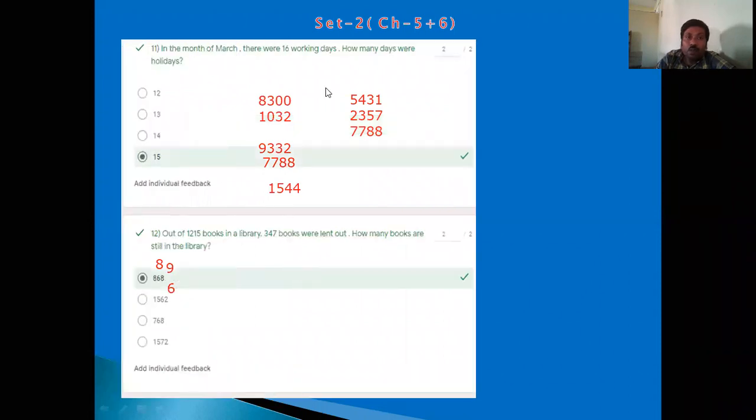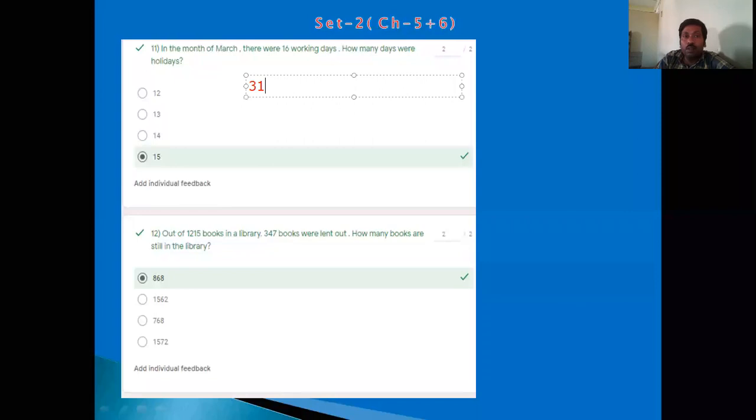Now, question number 11. What does question number 11 say? In the month of March, there were 16 working days. How many days were holidays? So how many days are in March? Yes, the number of days in March is 31. When we subtract the working days from the total number of days, we get 15, and 15 is the holidays. The answer will be this.